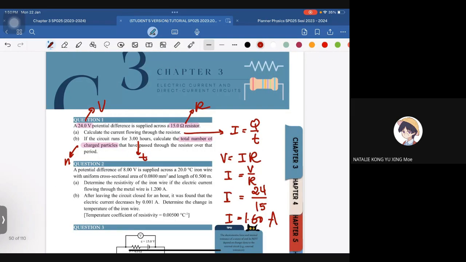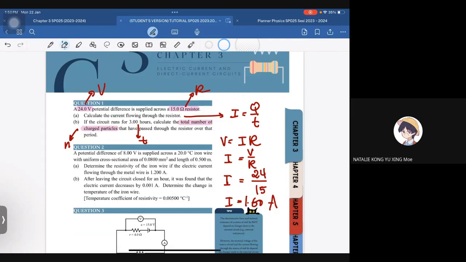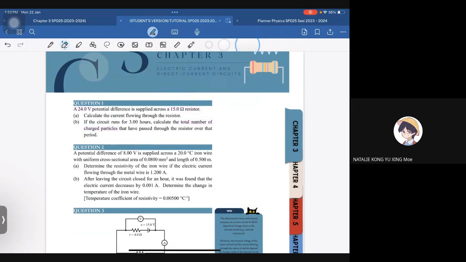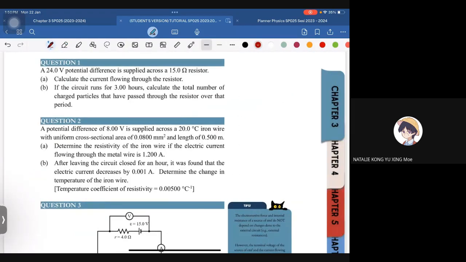Right. So, question 2. Sekarang ni untuk question 2. We have a potential difference. Okay, so potential difference ini sekarang 8 volt. Lepas tu dia supplied across a 20 degrees Celsius iron wire with uniform cross-sectional area of 0.08 millimeter square. Lepas tu dia bagi length dia 0.5 meter. So we have to determine the resistivity of the wire if the current is 1.2 ampere.